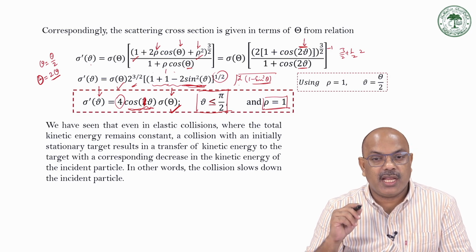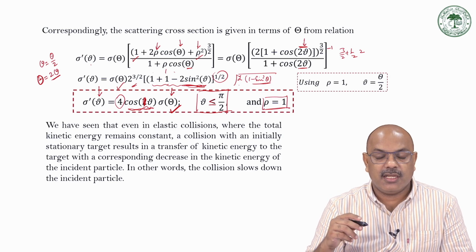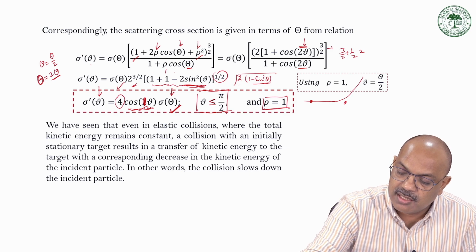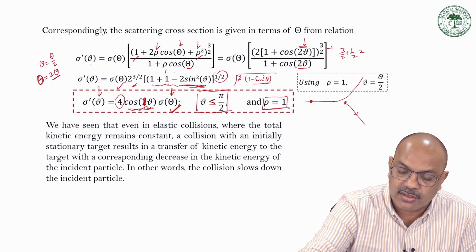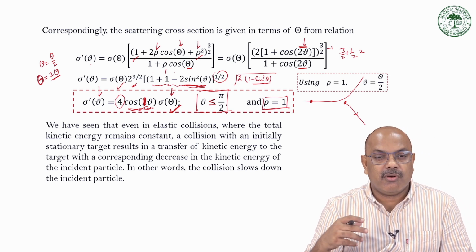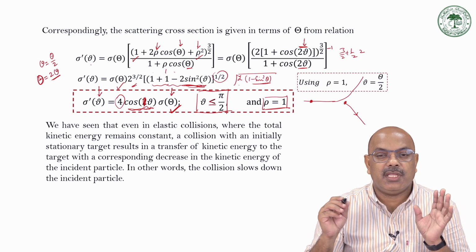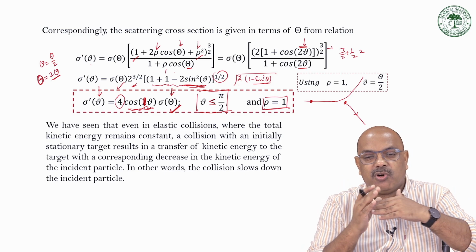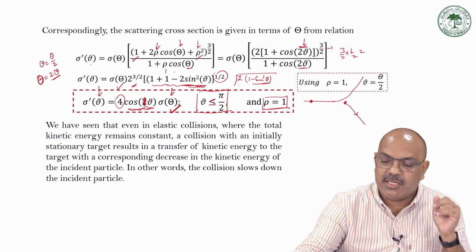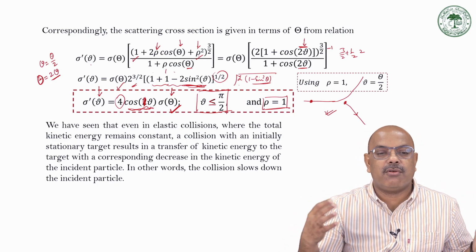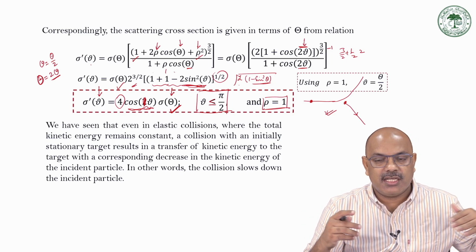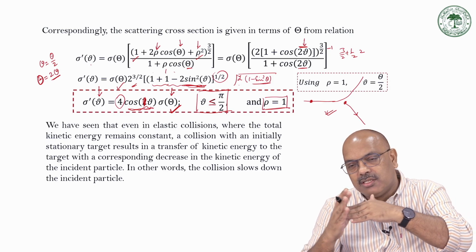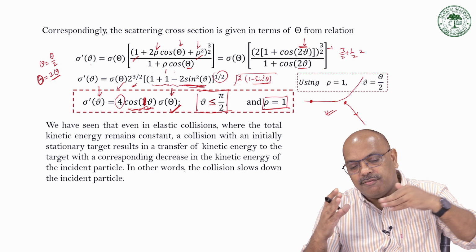So we've seen that even in elastic collision, when you have a projectile coming and this is my target, if it is getting scattered, because of the recoil this particle also gets scattered into this. So the total kinetic energy remains constant even in elastic collision. A collision with an initially stationary target involves a transfer of kinetic energy to the target with a corresponding decrease in the kinetic energy of the incident particle. Okay, so in other words, the collision slows down the incident particle. So that means if the collision is happening, whether it is elastic, there is energy loss of this incoming particle.